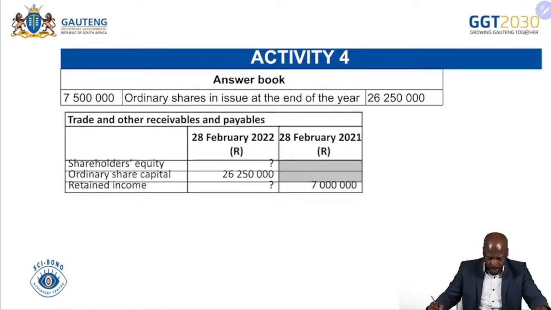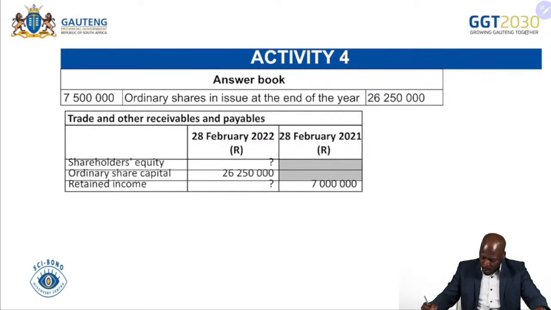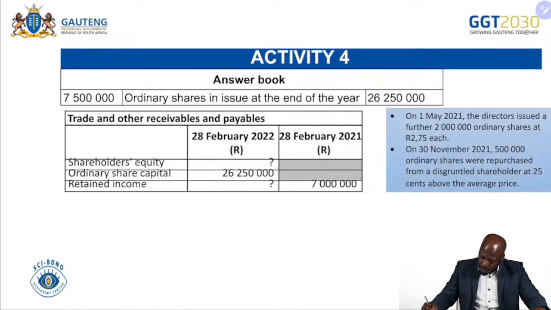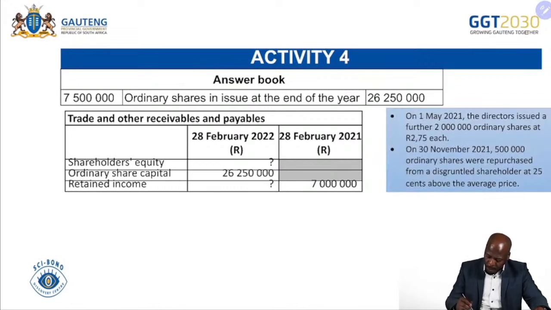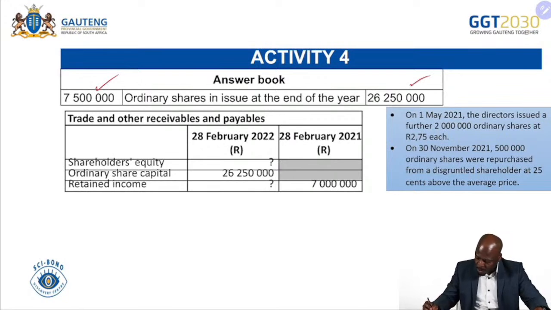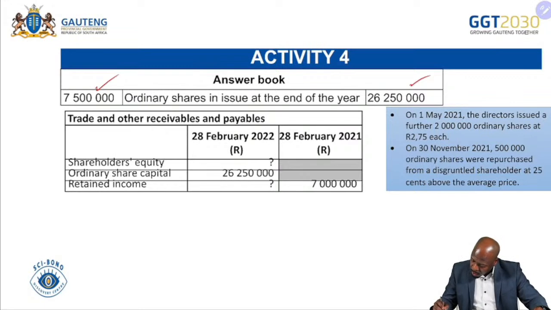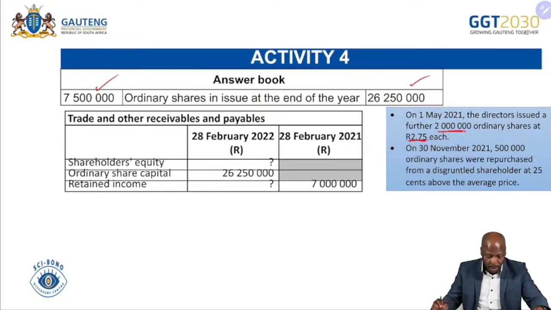that is very, very interesting. Let's quickly look at that one. All right, so it says in the answer book we're given, remember, this is your 7.5 million, and there is the share capital, and then we're given additional information as well. So we want now to calculate the proceeds on the issue of shares. How much is the proceeds on the issue of shares? They say the directors issued a further 2 million shares at 2.75 Rand.